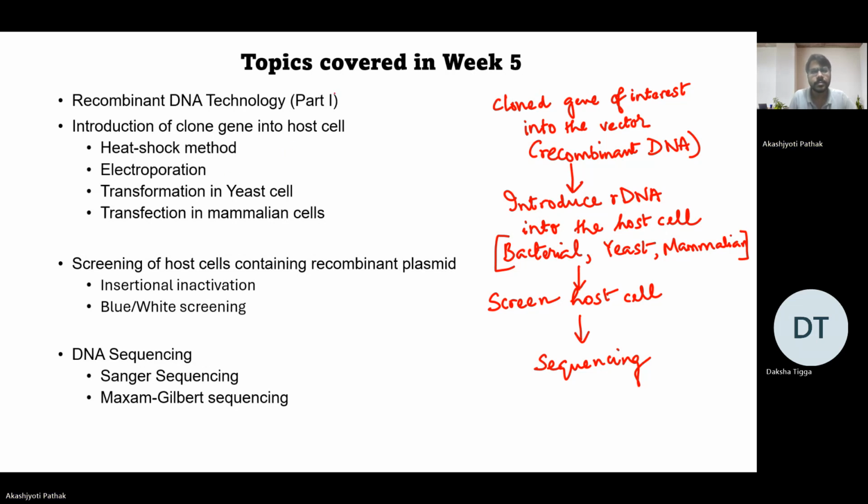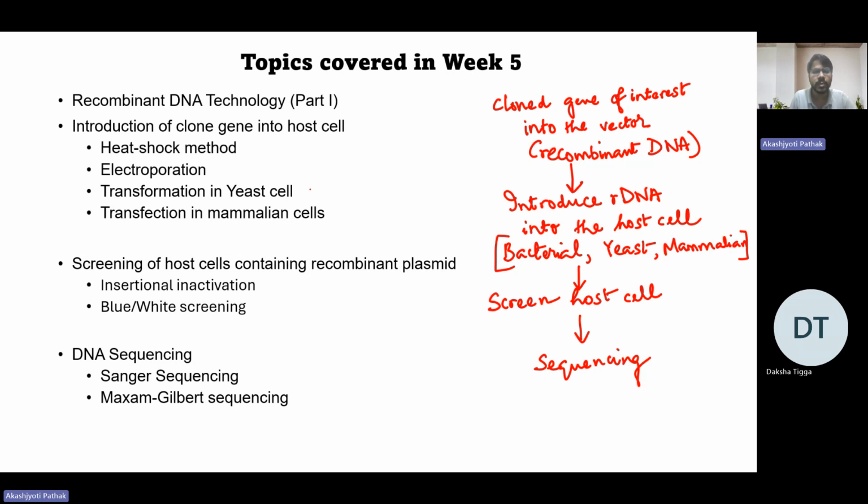Then another is the electroporation method. An electric field is given to the bacteria to create pores in the membrane so that the plasmid can be taken up by the cell. Okay, then how transformation is done in yeast cells.